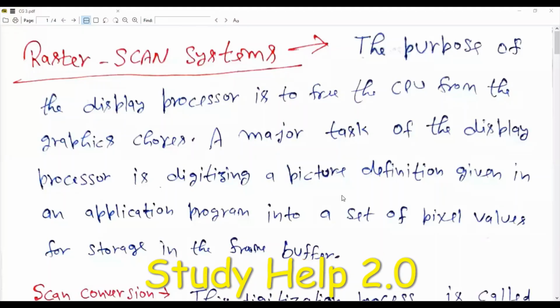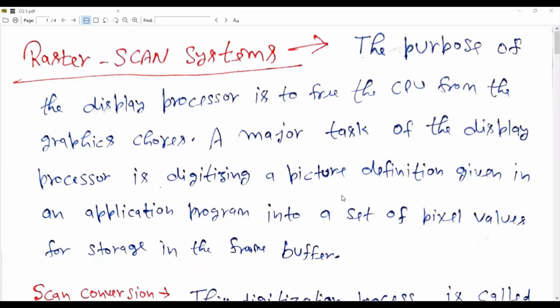Welcome all. In the last videos, we have studied raster scan systems, how they work, what the types are, and what the main components are. In the last video, we saw the display processors and other systems in physical form. In this video, we will learn about the main components of raster scan systems, how they work, their block diagrams, and many more. So let's start our session today.